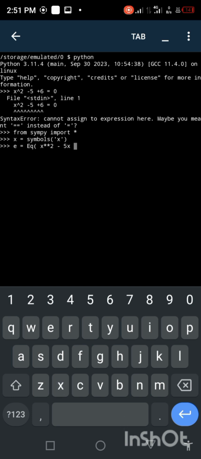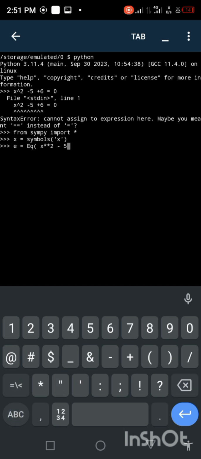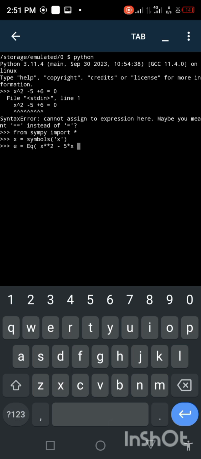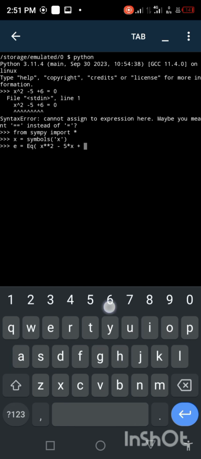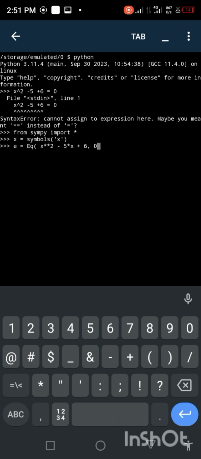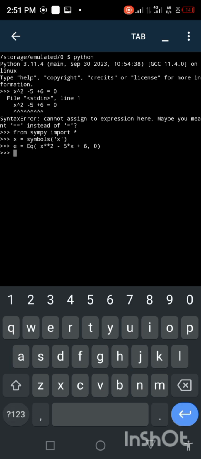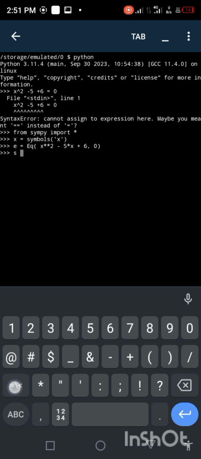Minus 5x. Here we can use star x. Single star is multiplication. Double star is power. You get? Yes, that's it. Comma. Remember the equation was equal to 0, so it will be comma 0. Alright. Hope it goes. Alright. Then S, that should be for solution.